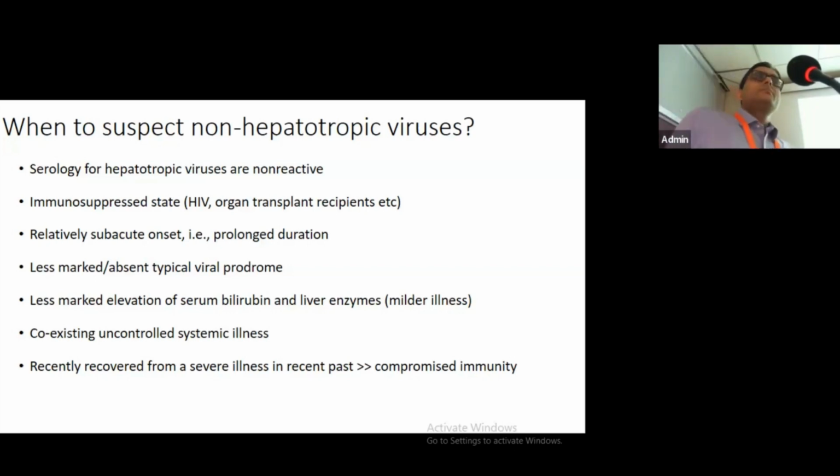Then comes the level of elevation of liver enzymes. In acute viral hepatitis, usually those caused by the hepatotropic viruses, the enzyme elevation usually runs into the 1000s. So if in a patient the SGOT and SGPT are elevated, but let's say only 3 to 4 times, and bilirubin is also 4 or 5, then you should suspect non-hepatotropic viruses as the cause of illness. And if the patient has any uncontrolled systemic illness, or has recently recovered from any life-threatening infection or sepsis, then these are the conditions where you should suspect non-hepatotropic viruses.